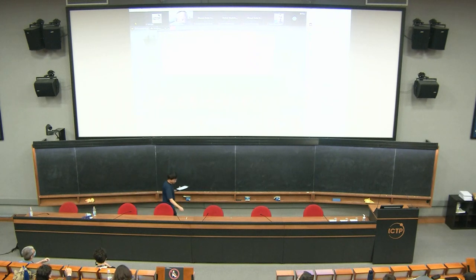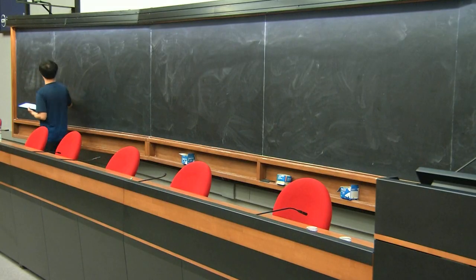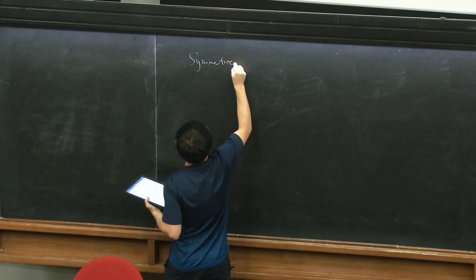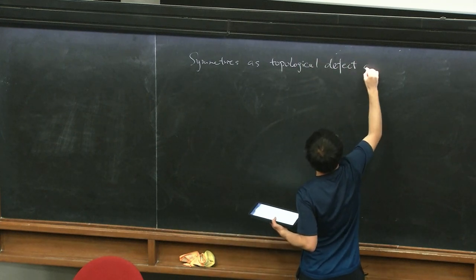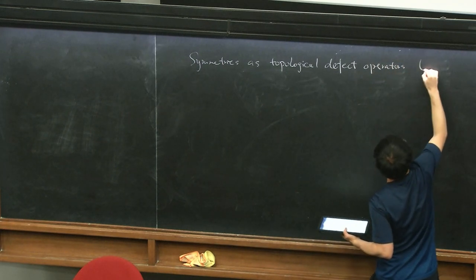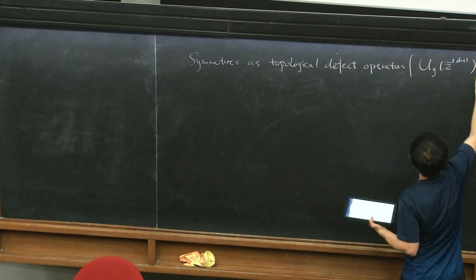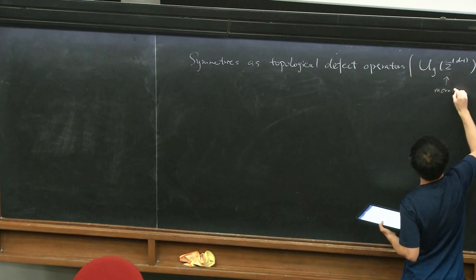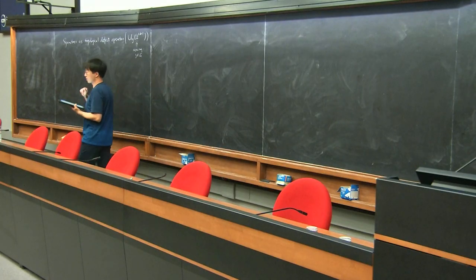So this morning, I reviewed for you the general notion of symmetry as topological operators. And we saw briefly how the ordinary symmetries associated with continuous groups and discrete groups fit into this framework. And now we're going to generalize that, based on this picture of symmetries as topological operators. In the morning, we discussed the case when the symmetry is associated with a group, and this is defined by a topological operator on a codimension-one manifold of our spacetime. We're ready to generalize.